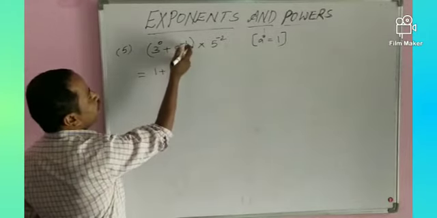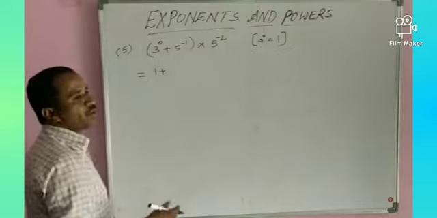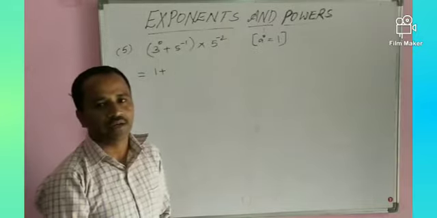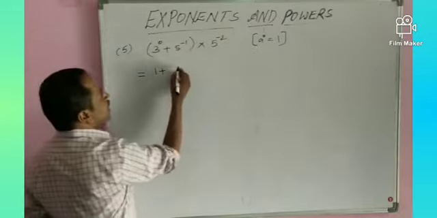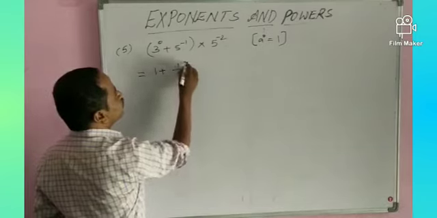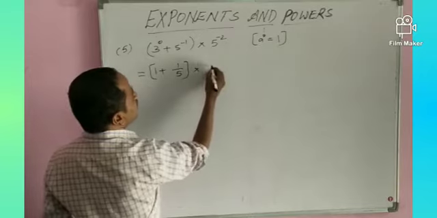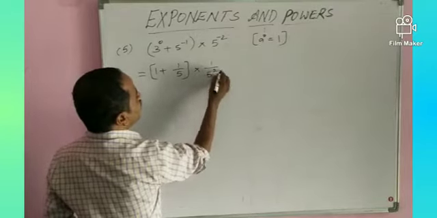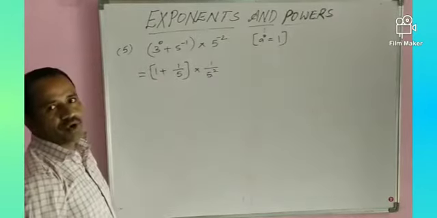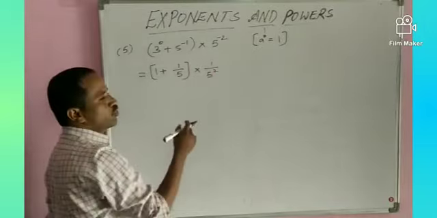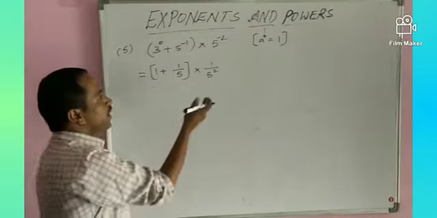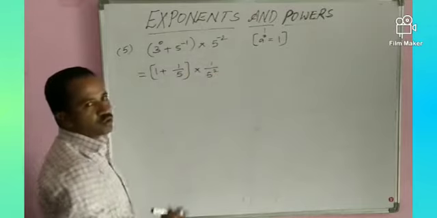5 power minus 1, in the form of a power minus n is equal to 1 by a power n, can be written as 1 by 5. Into 5 power minus 2, which can be written as 1 by 5 square. Minus 2 becomes plus 2 when it gets reciprocal.